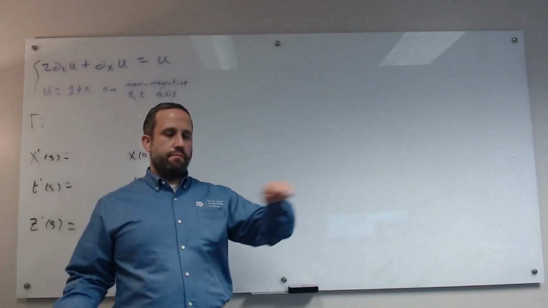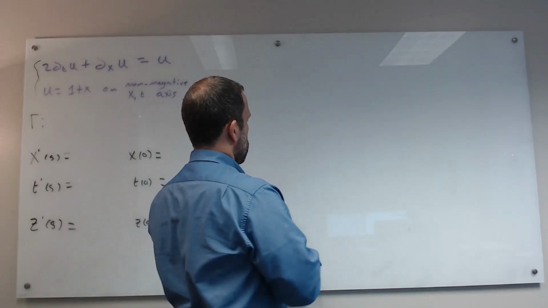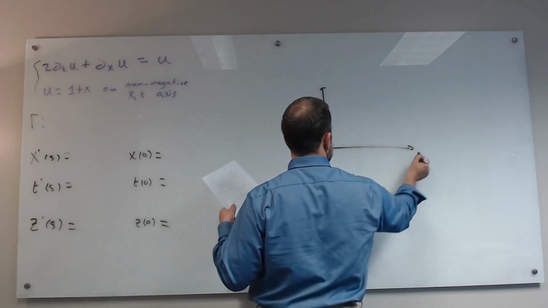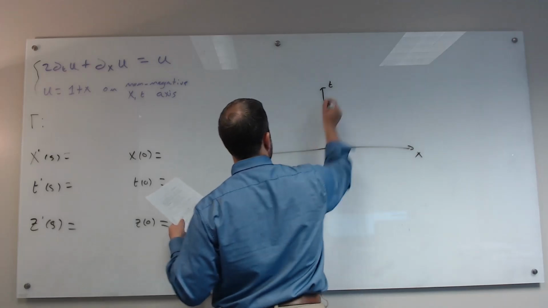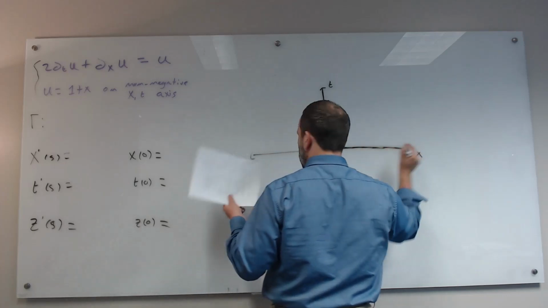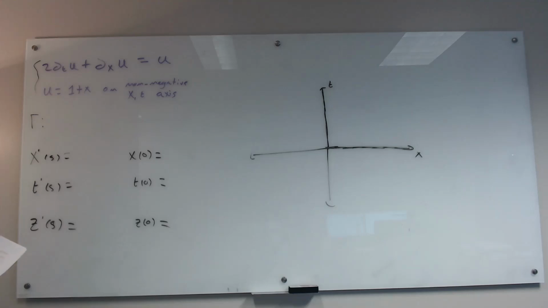Okay, so our curve now is broken into 2 pieces. We have the non-negative x-axis and the non-negative t-axis. So let me just draw what the axis is going to look like here. Let's say this is the x-axis, this is the t-axis. Our curve is just this part right here and this part right here. Okay, and so what's going to happen is basically going to require that we treat each thing separately. And you'll see what I mean as we go on here.